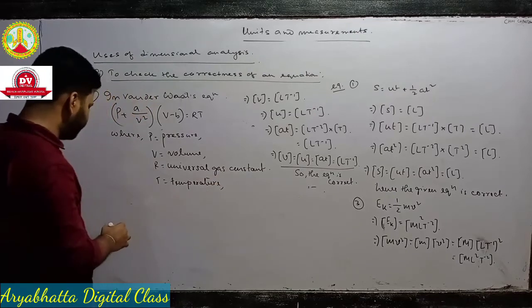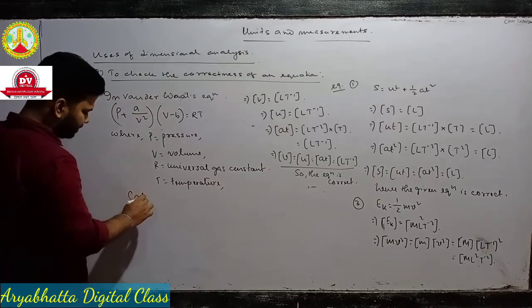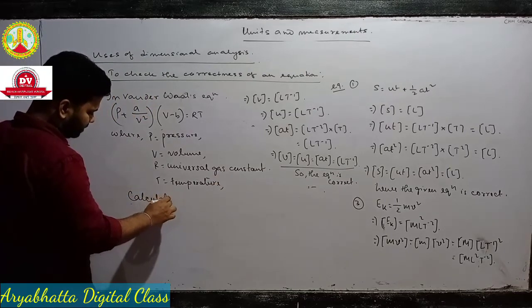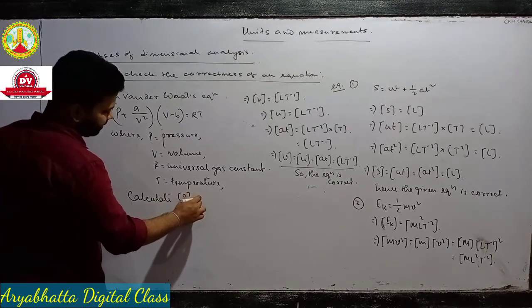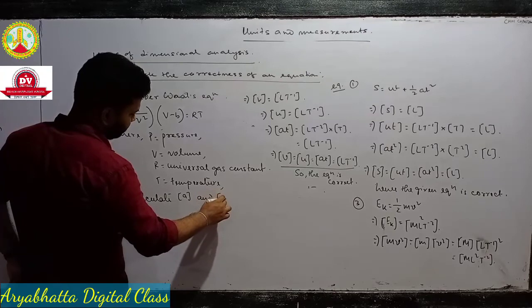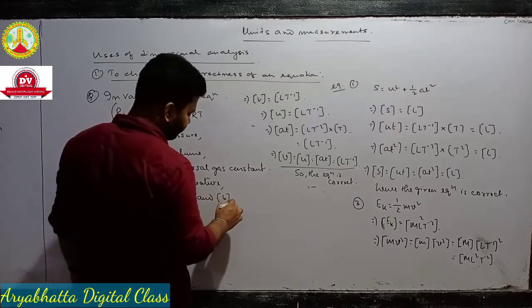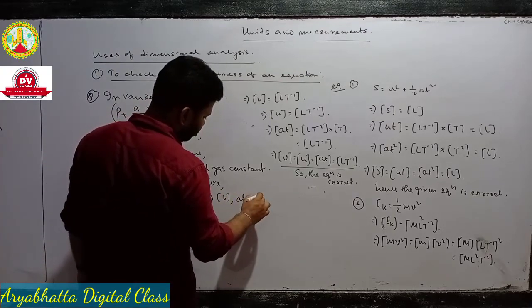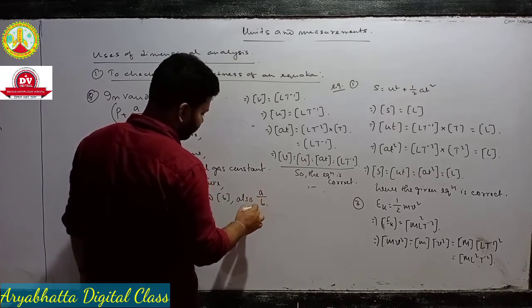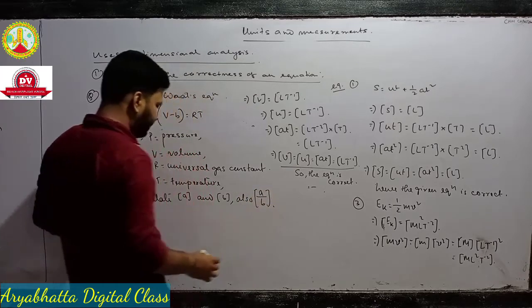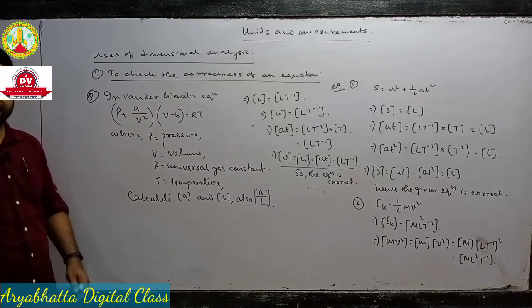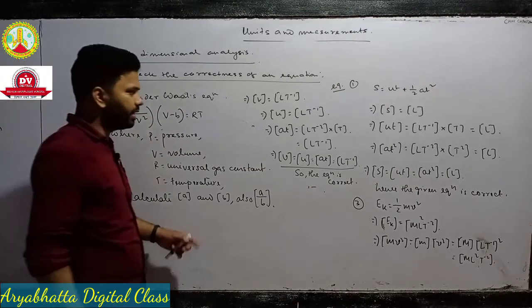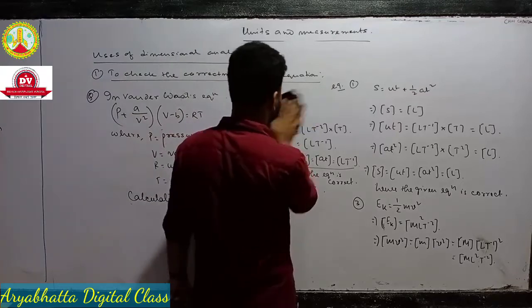Temperature. तो question is calculate dimension of a and dimension of b, also a divided by b. This is a van der Waals equation. You will get it in chemistry, so don't worry. Equation बड़ा है लेकिन don't worry.